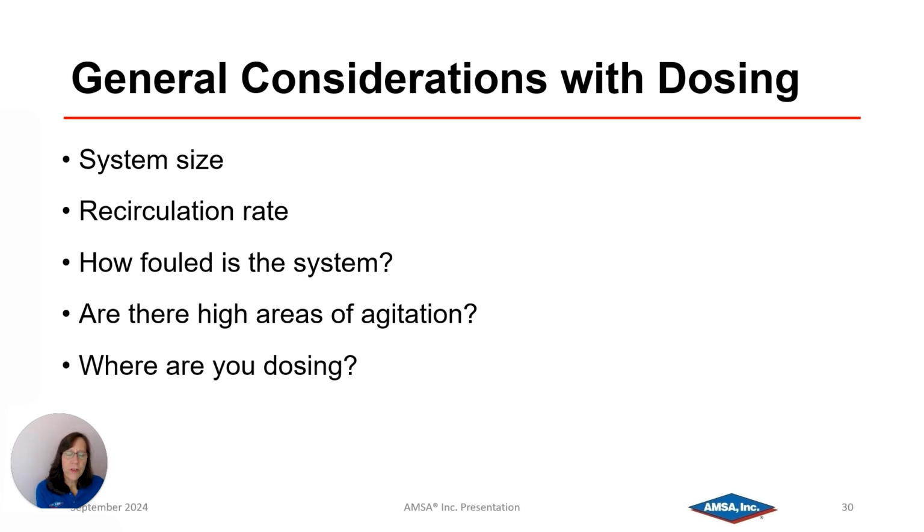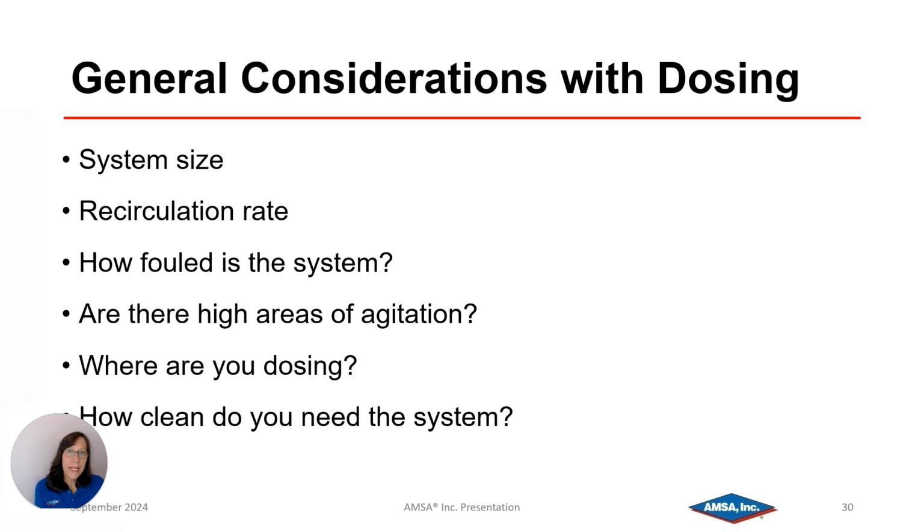Another consideration is, where are you dosing? If you're concerned that most of the biofilm deposits are forming in the fill, you may choose to dose closer to the cooling tower fill so that the highest level of concentration of the chemistry is introduced into the system right before the fill. If your concern is with the heat exchanger, you may wish to dose closer to the heat exchanger if you have that opportunity.